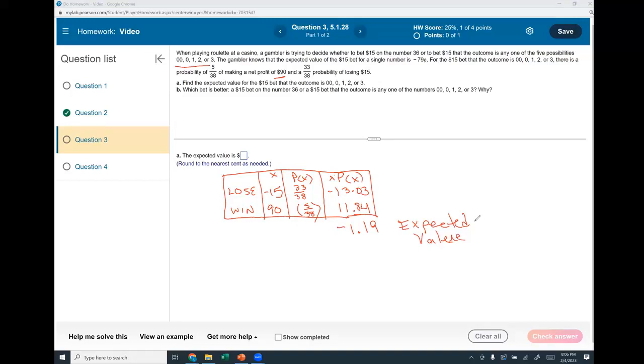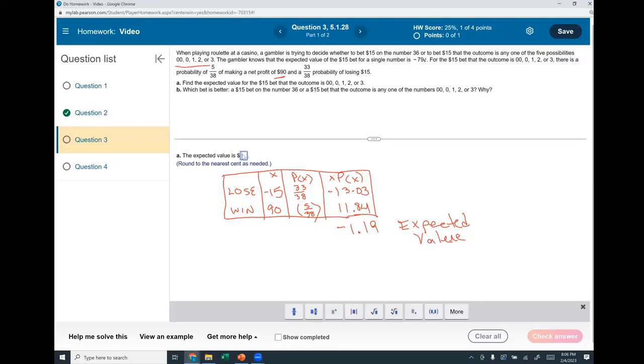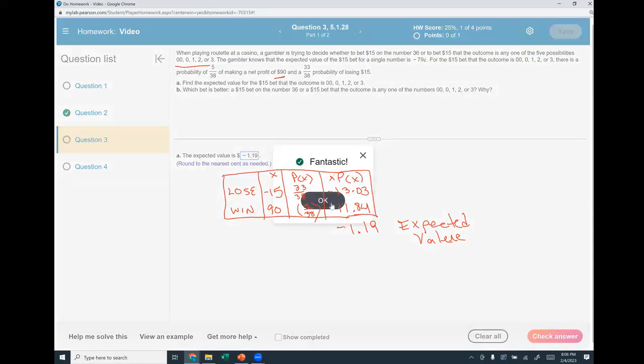Okay, let's see if we got it. Negative 1.19. Check. All right, very good.